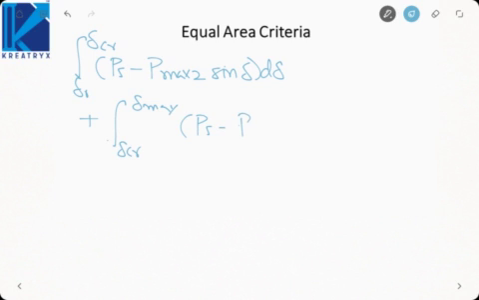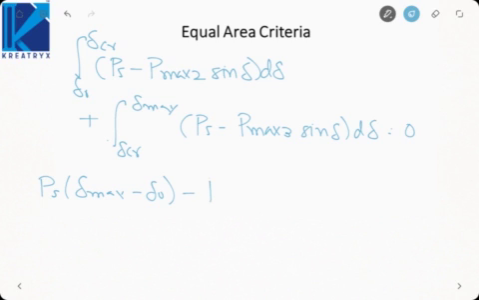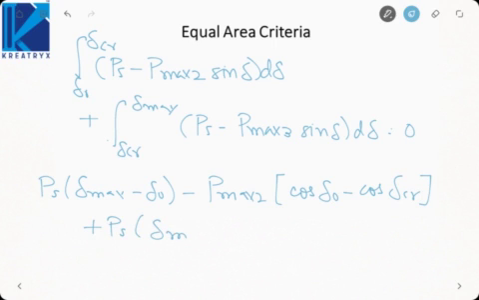PS minus electrical power after the fault is cleared is Pmax 3 sine delta. Now we integrate the first term, we will get delta max minus delta naught, minus Pmax 2 sine delta. Integration of sine delta is minus cos delta, so I am directly putting the limits: cos delta naught minus cos delta CR. Because of the minus sign, we take lower limit minus upper limit, plus PS.